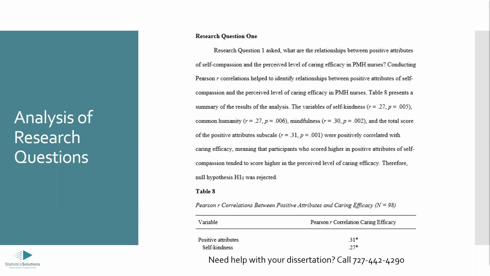Now we can look at some examples of correlational analyses. So here we have an example of results where we conducted Pearson correlations. And here we actually restate our research question. We say that we're conducting Pearson correlations to look at the relationships between the variables. Then we list out our variables, and we present our correlation coefficients and corresponding p-values. We do have correlations that are significant at the 0.05 level. And so we make a clear statement here that our null hypothesis was rejected.